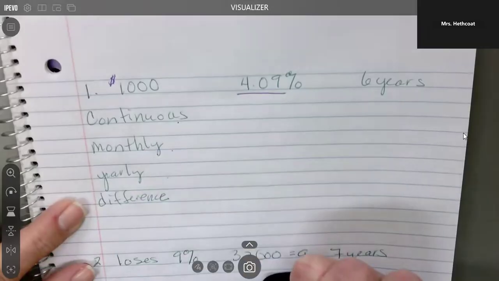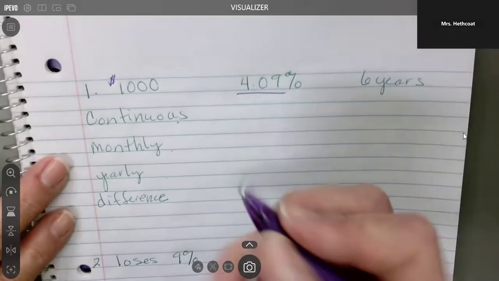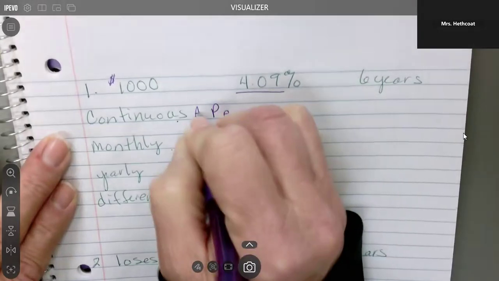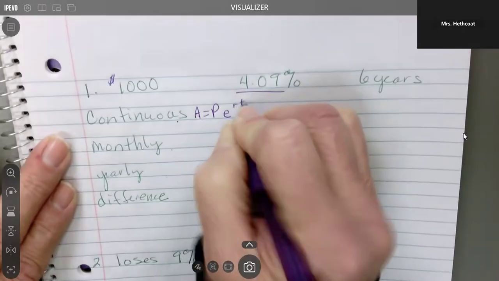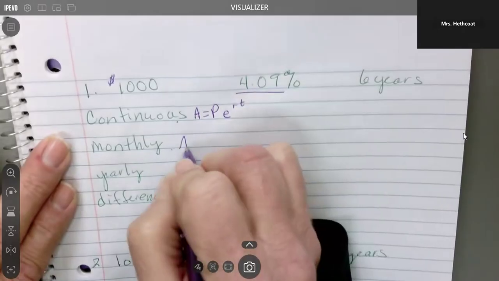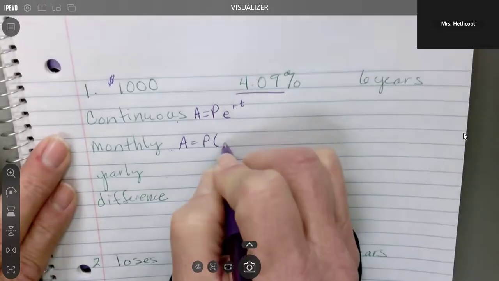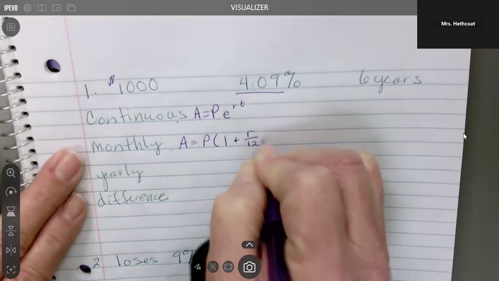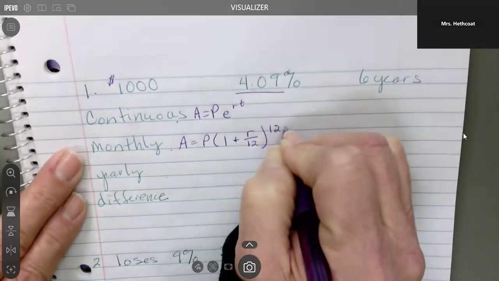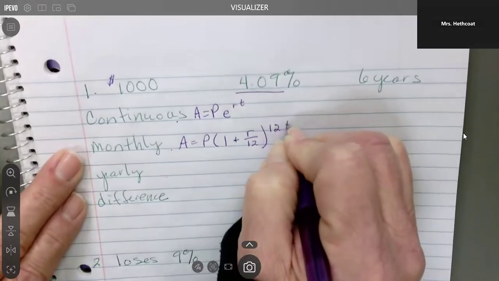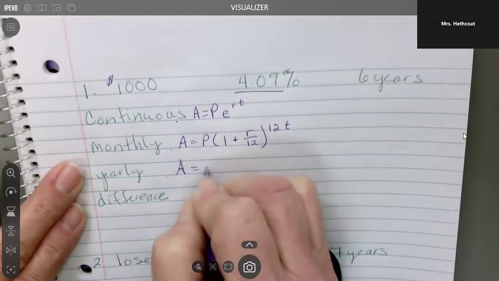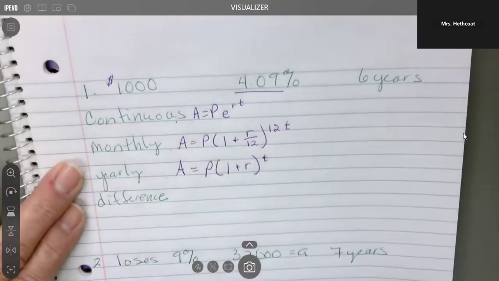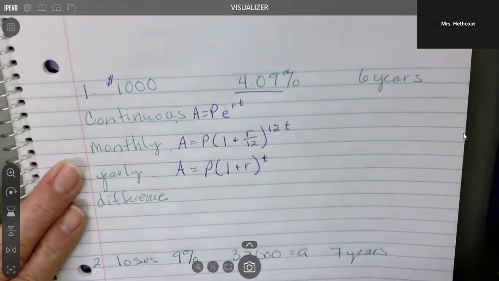So we're going to use our compound interest continuous formula: the amount equals P e to the rT. Then here we're going to use the amount equals P times 1 plus r over n, where n is monthly, so it's going to be 12, and then times 12 times t. And then for yearly, we'll do the amount equals the principal times 1 plus r to the t. And so then we can plug in all of those numbers.